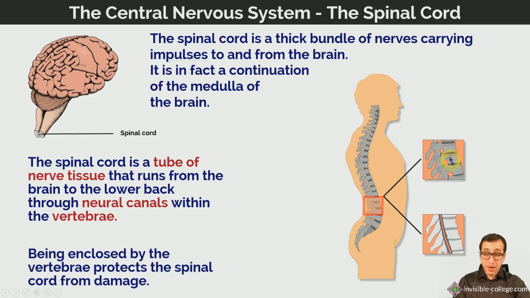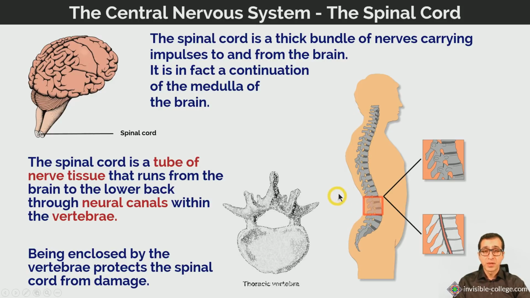Now, being enclosed by the vertebrae protects the spinal cord while still allowing the spinal cord to flex when the back and the body is flexed and twisted. So it's essentially a protective assembly of bones which articulate against each other. So here we can see a top-down view of one of the thoracic vertebrae, the vertebrae in the thorax, in the chest region.